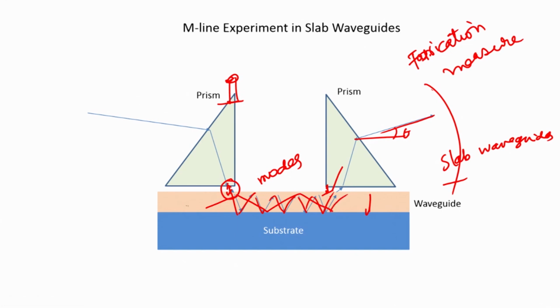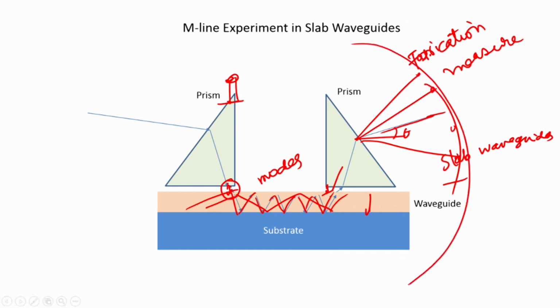So, if there are several modes propagating at different angles in the film, we get output at different angles. So, each one can be said to correspond to a different mode, and we can put the entire thing on a spectrometer stage and rotate this such that you can measure any specific angle of the mode that is propagating, and you can correlate with the properties of the optical waveguide.